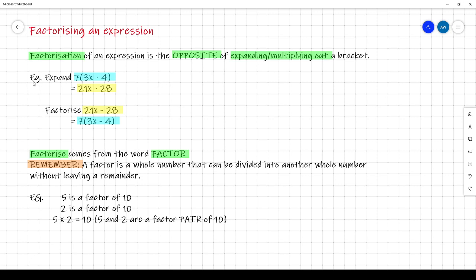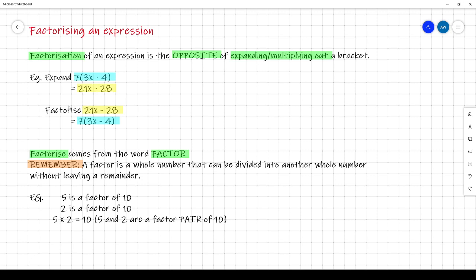If you remember, if I asked you to expand 7 bracket 3x minus 4, then we would get 21x minus 28, because everything inside the bracket, the 3x and the minus 4, must be multiplied by the 7. And 7 times 3x is 21x, and 7 times minus 4 is minus 28. Because that's positive, the signs stay the same inside the bracket when you multiply out.